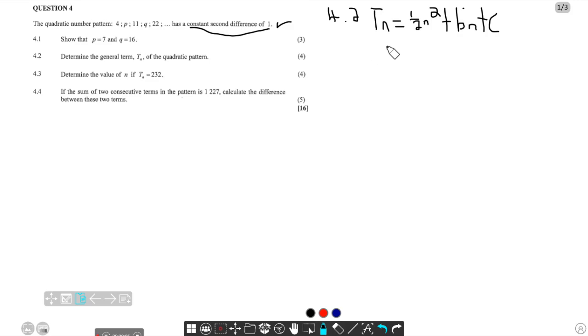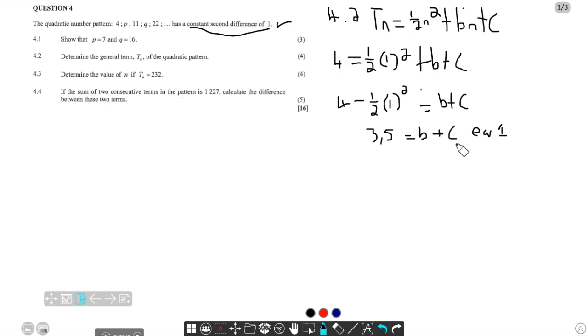So for Tn, we're going to put 4. And then n, 4 is in what position? It is in position 1, all squared, then it will be plus bn. And then what is n? N is the position, so we're going to multiply b by 1, plus c. Then we're going to transpose, and that is going to be my equation 1.